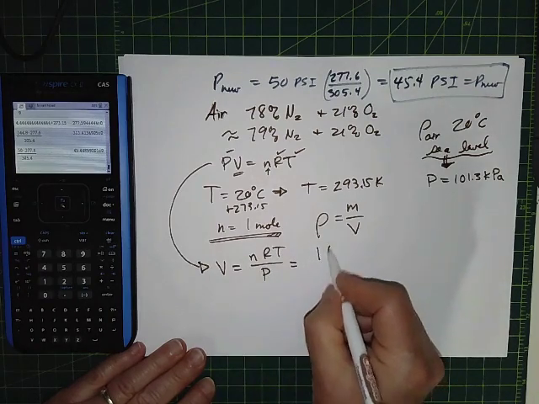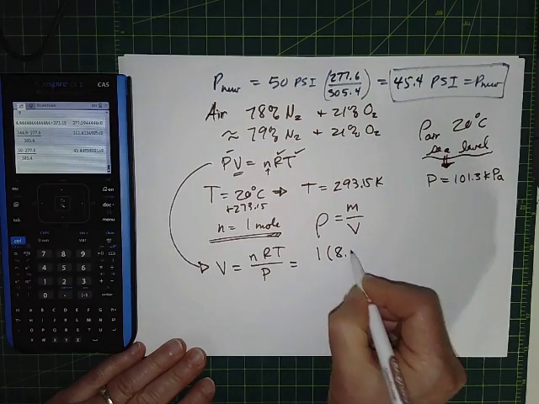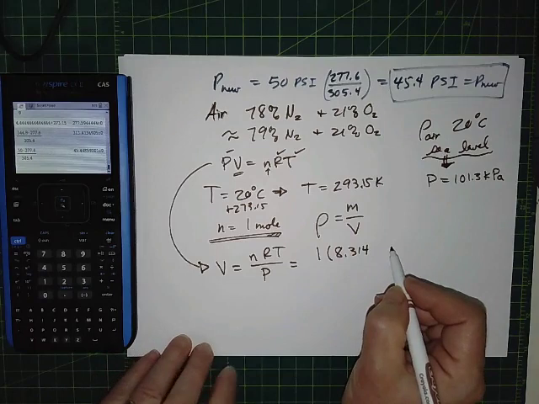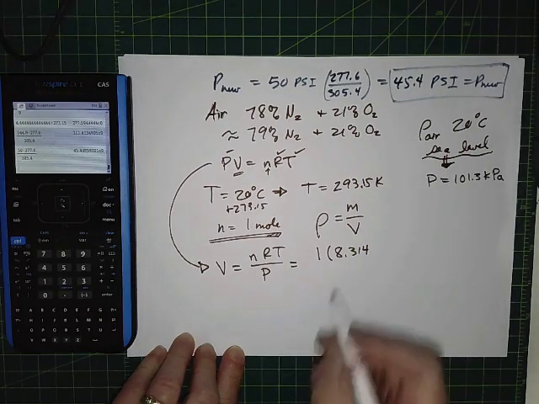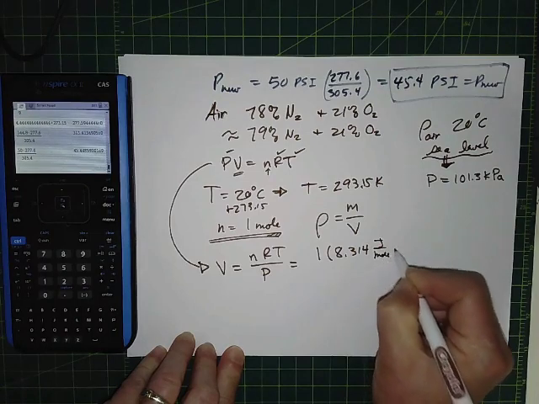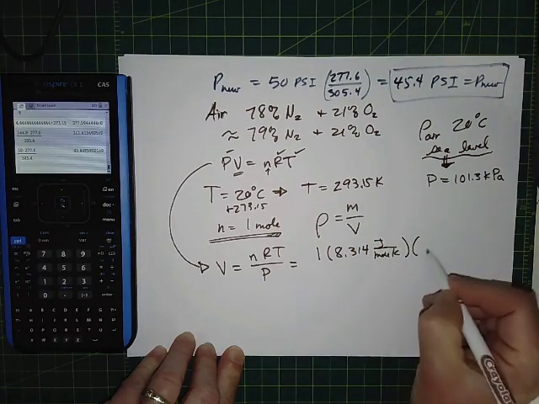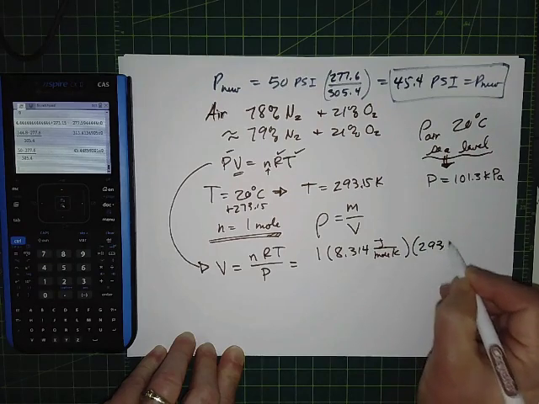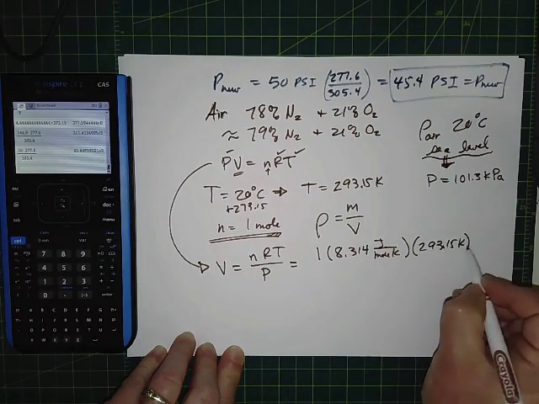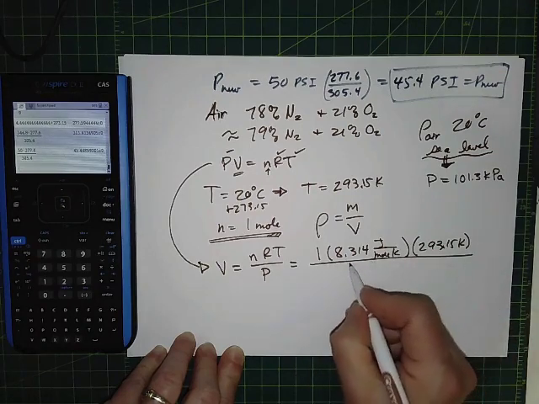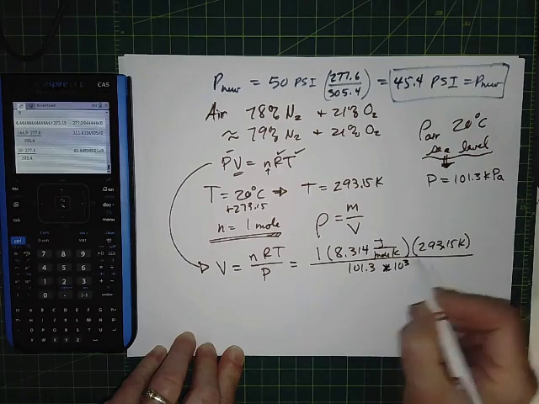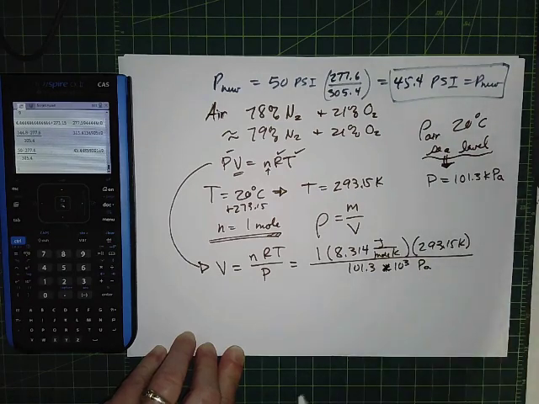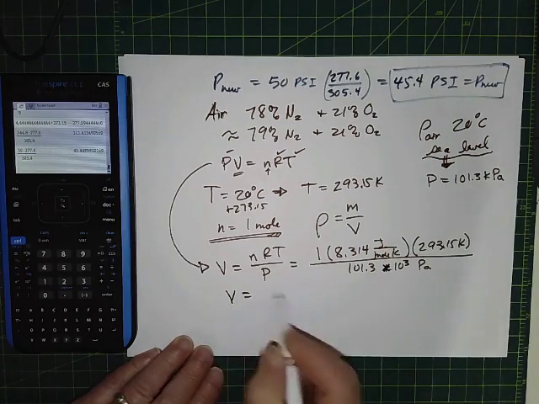We said we're going to have just 1 mole. R is 8.314. What are the units on R again? Joules per mole Kelvin. All right. T is right there, 293.15 Kelvin, divided by pressure, 101.3 kilo. So let's just write it as 10 to the third, just so we don't forget it. Pascals. So now all of our units are standard. And so then the volume, let's plug that in.